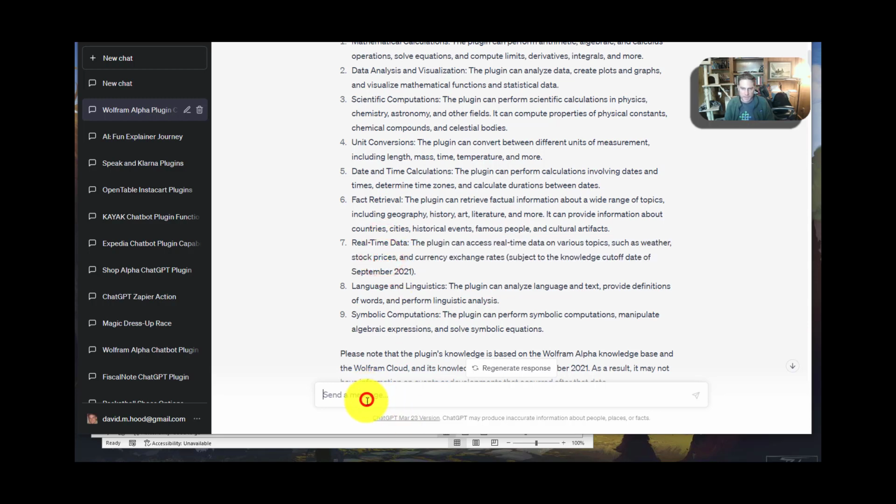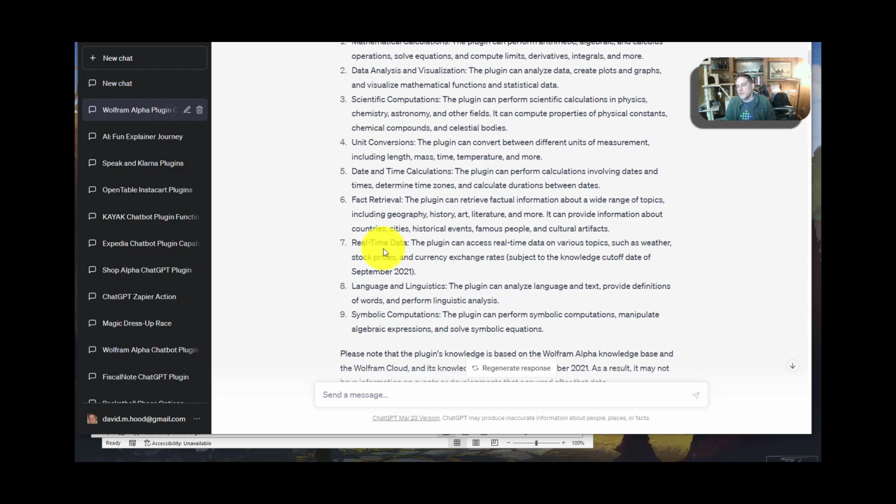Weather. All right. Oh, subject to the knowledge cutoff. Okay, well, that's not very helpful. How can you call this real-time data if it's a year and a half old? I don't quite understand that. I'm not going to even test that because it's just not accurate.